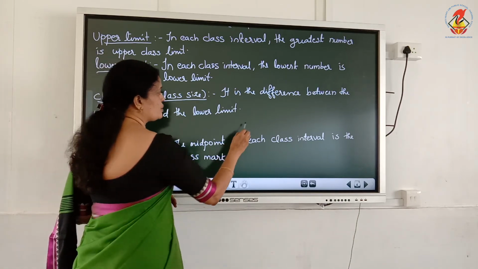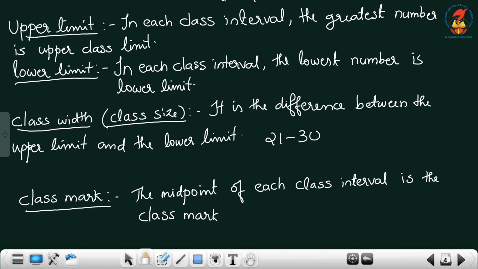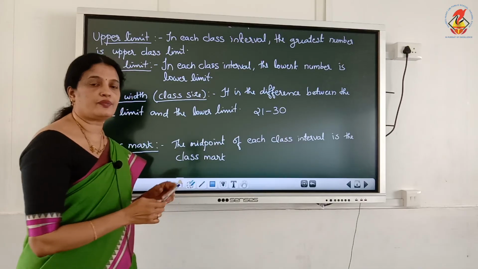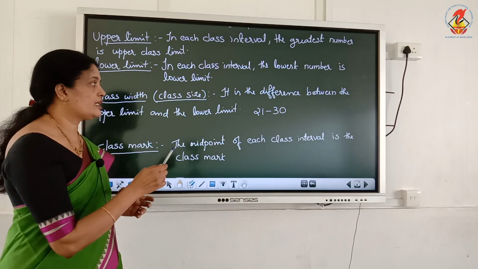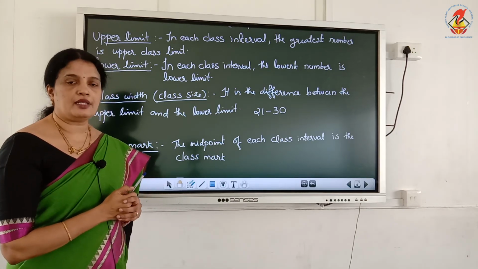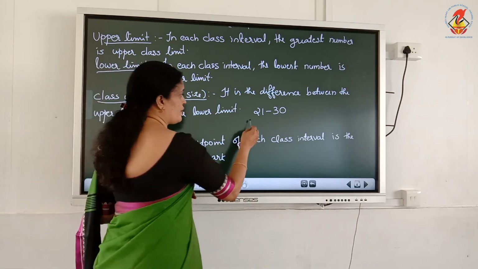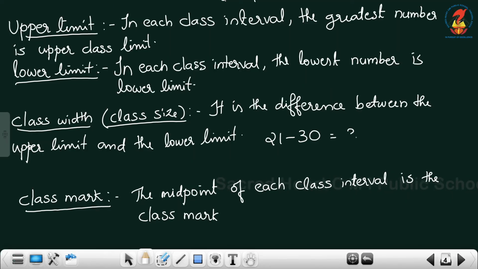Here 21 to 30. What is the class width of this class interval? The difference between the upper limit and lower limit. What is the difference? 30 minus 21. What is 30 minus 21? 9. 9 is the class width.